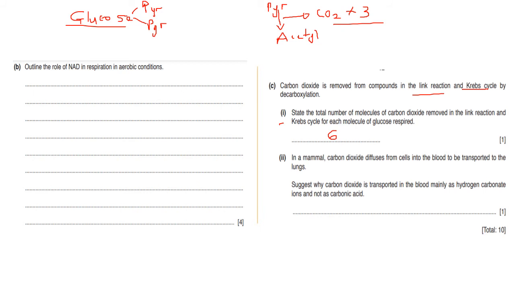So the reason why we transport CO2 in the blood mainly as hydrogen carbonate and not as carbonic acid is that carbonic acid would dissociate when it's in the blood. The breakdown of it is catalyzed by an enzyme called carbonic anhydrase. You can also say that the hydrogen carbonate ions prevent the decrease in blood pH, so they act as a buffer. So if you haven't looked at any of the chapter 8 videos, please by all means do so.